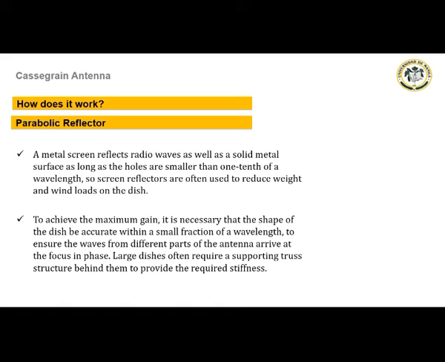To achieve the maximum gain, it is necessary that the shape of the dish be accurate within a small fraction of a wavelength, to ensure the waves from different parts of the antenna arrive at the focus in phase. Large dishes often require a supporting truss structure behind them to provide the required stiffness.